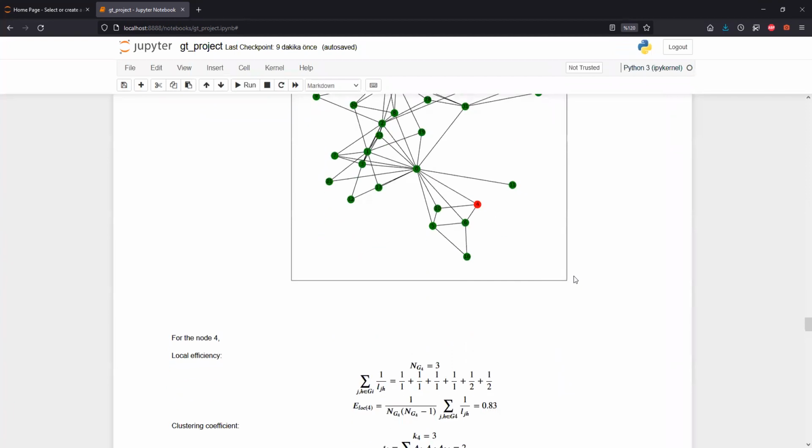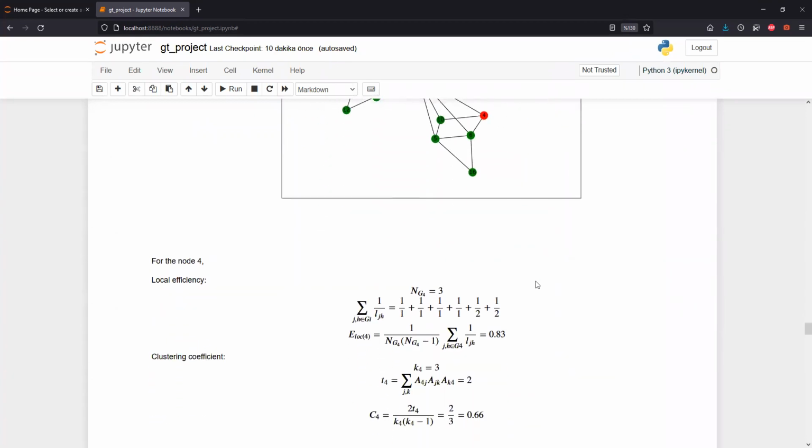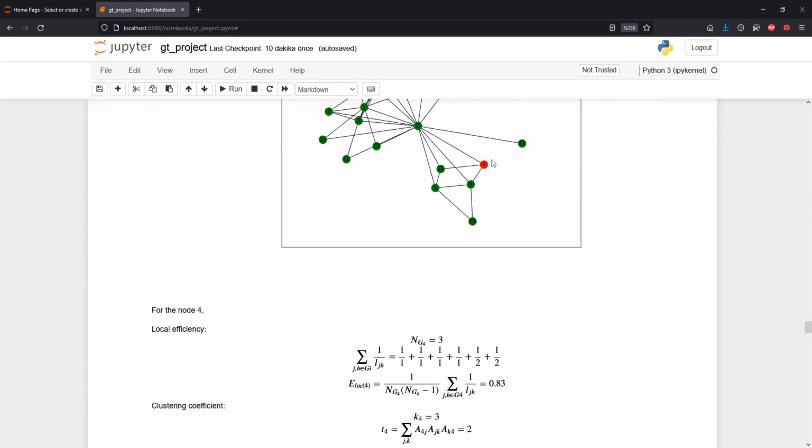For node 4, the neighbor subgraph contains 3 nodes, 0, 6, and 10. When 4 is disrupted, the shortest path between 0 and 6 is 1, due to immediate links between 0 and 6. However, 10 and 6 do not have a direct connection, so the shortest path is 2. As you can see, we have summed reciprocal of the shortest paths between all pairs of nodes, both 6 and 10, and 10 and 6, and normalize with the subgraph around the node number 4.